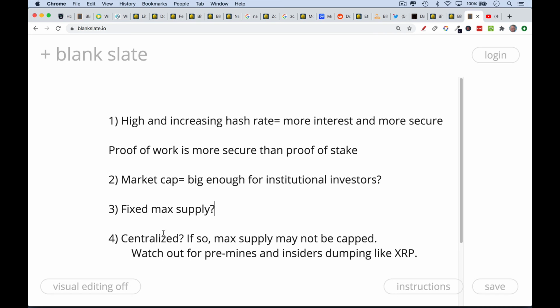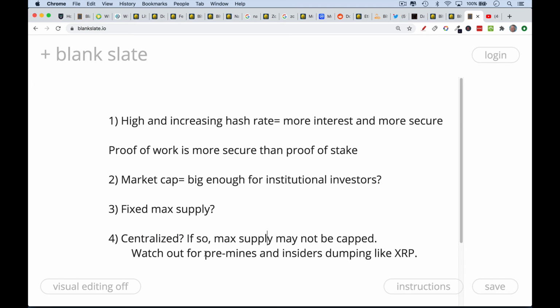And then also something to investigate is the centralization of it. Ethereum is very centralized. We obviously have a charismatic founder who's still very involved and can make decisions about its future. That's what I mean by centralization. XRP, Ripple XRP, is very centralized. And the problem with centralization is the max supply may not be capped.